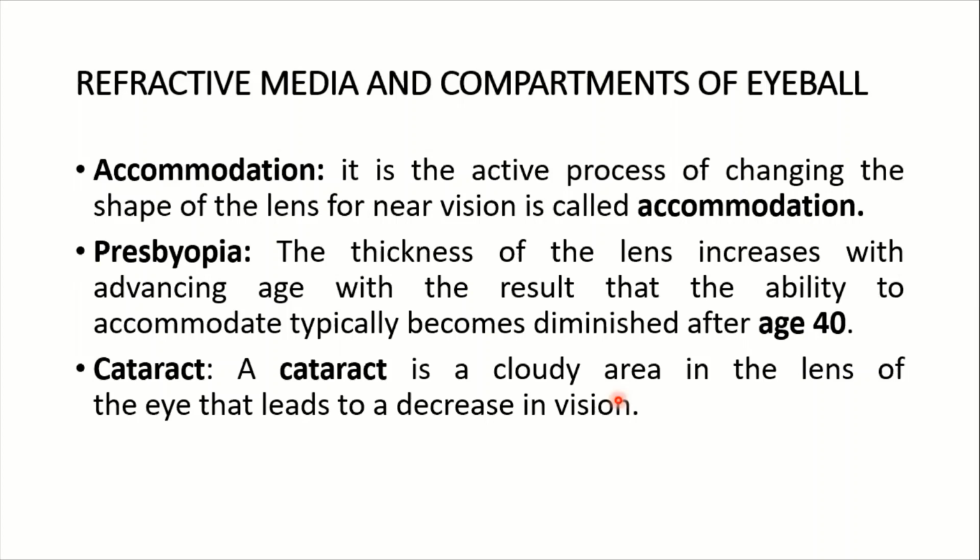So, a last few words about accommodation: what is that? It is the active process of changing the shape of the lens for near vision. This is accommodation. And what is presbyopia? The thickness of the lens increases with advancing age, with the result that the ability to accommodate typically becomes diminished after age 40. And cataract. Cataract is a cloudy area in the lens of the eye that leads to a decrease in vision, right? Cataract could be due to advancing age or due to diabetes.